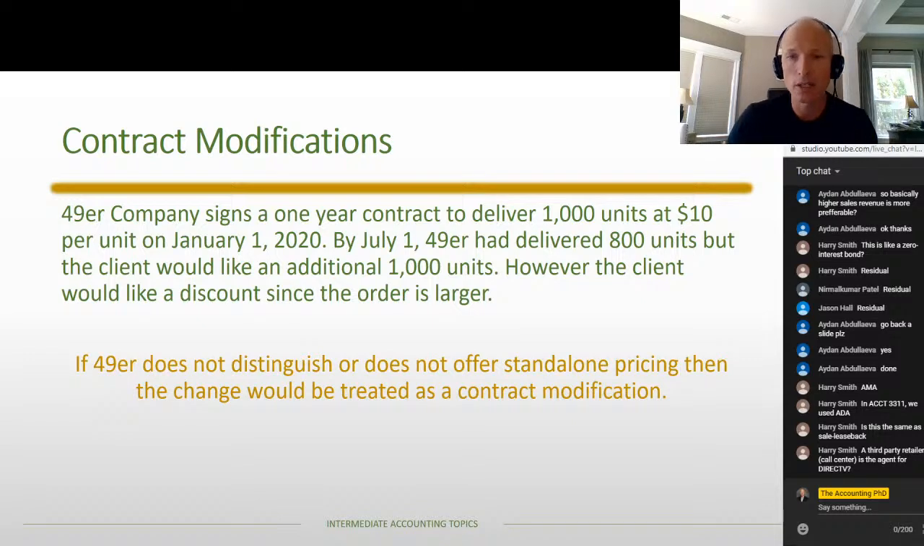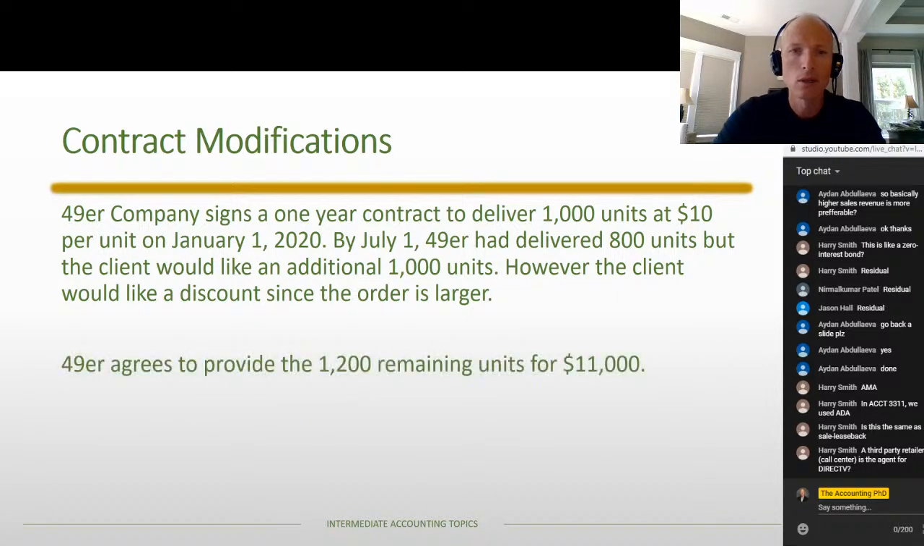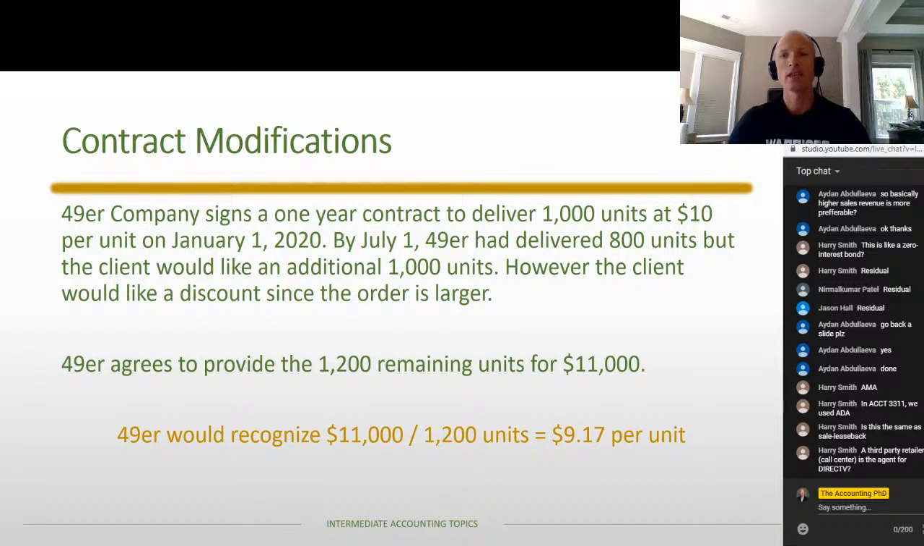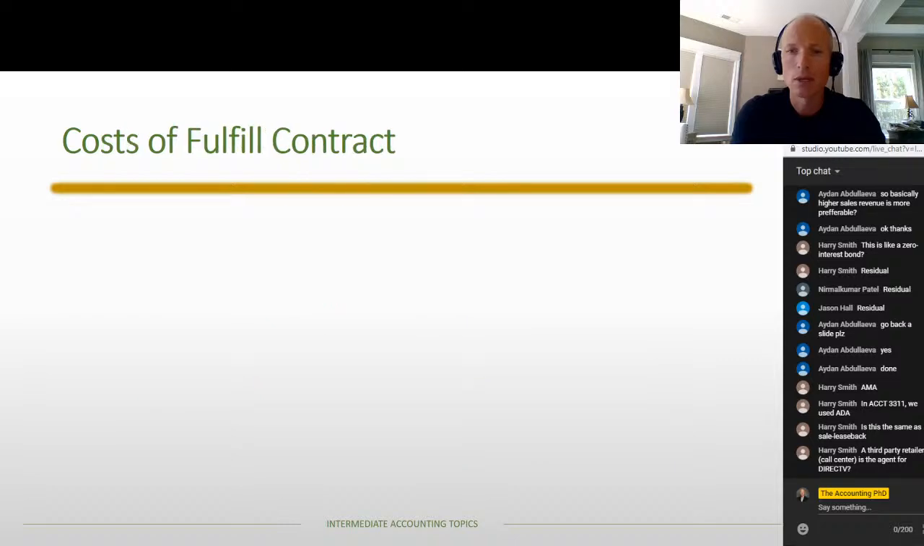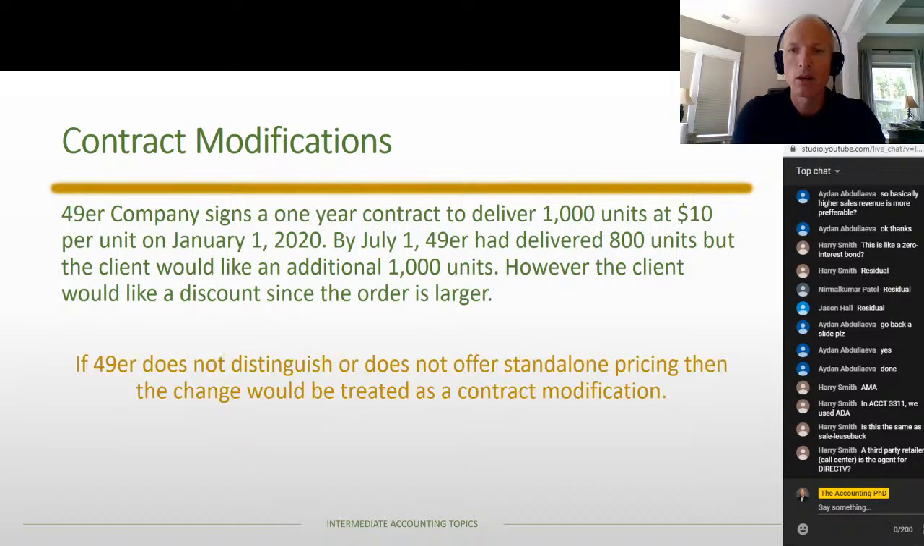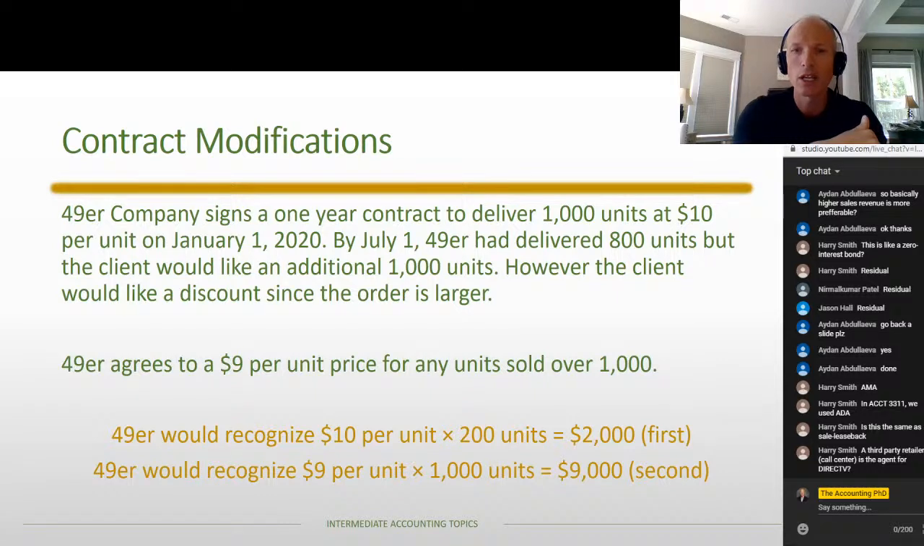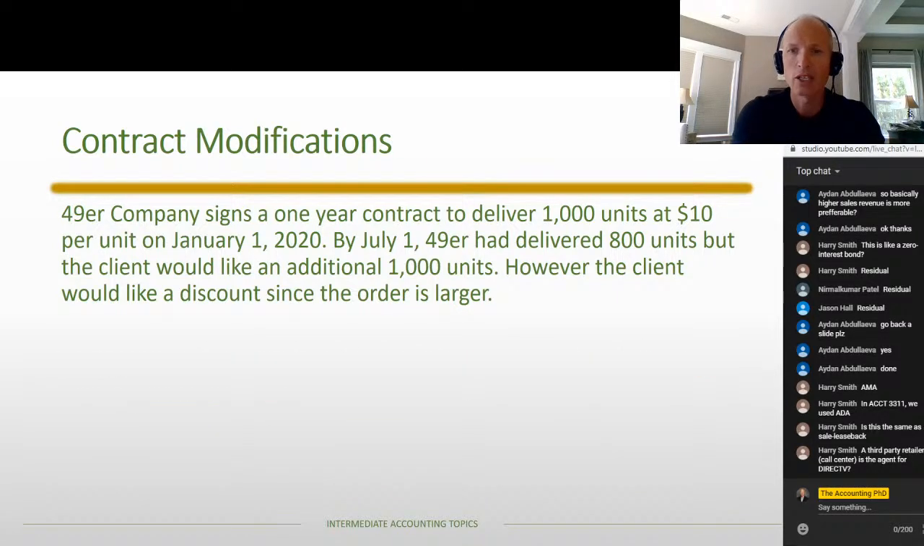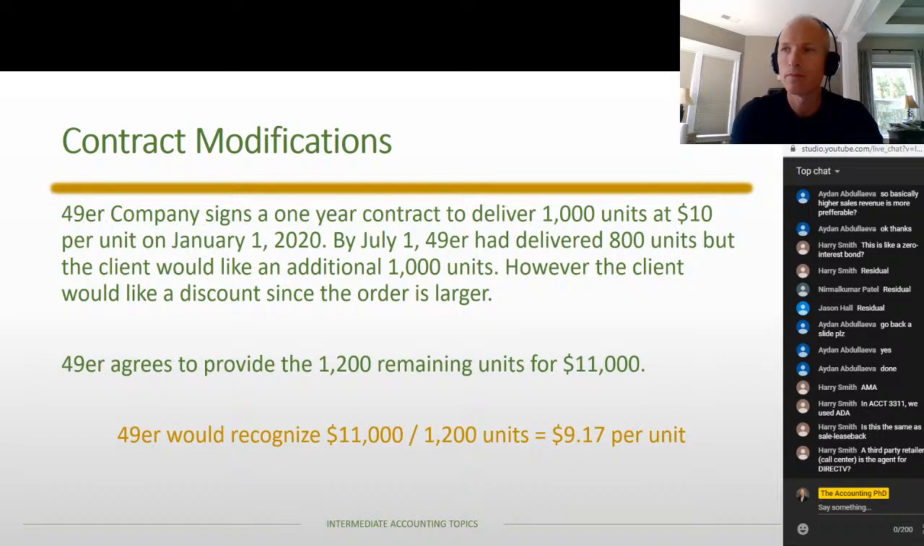But if 49er does not distinguish or does not offer standalone pricing, then the change would be treated as a contract modification. So how would that look differently? Well, 49er agrees on a price for the 1,200 remaining units. They say, for the remaining 1,200 units, we're just going to have a new price of $11,000. So basically, we throw away the old price and give you a new price of $11,000. So how do we handle that? You take that $11,000 and divide it by the 1,200 units, and now there's a new price per unit of $9.17. That would be applied to each unit without distinguishing between the two, versus $2,000 and $9,000.